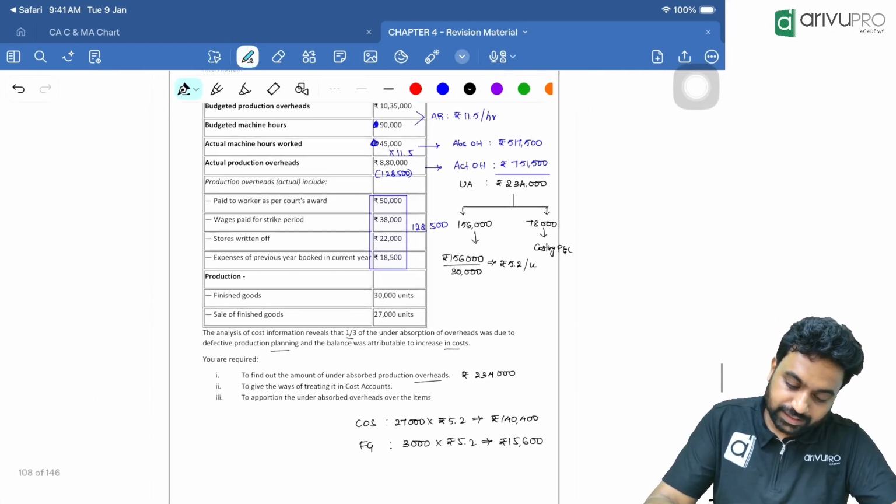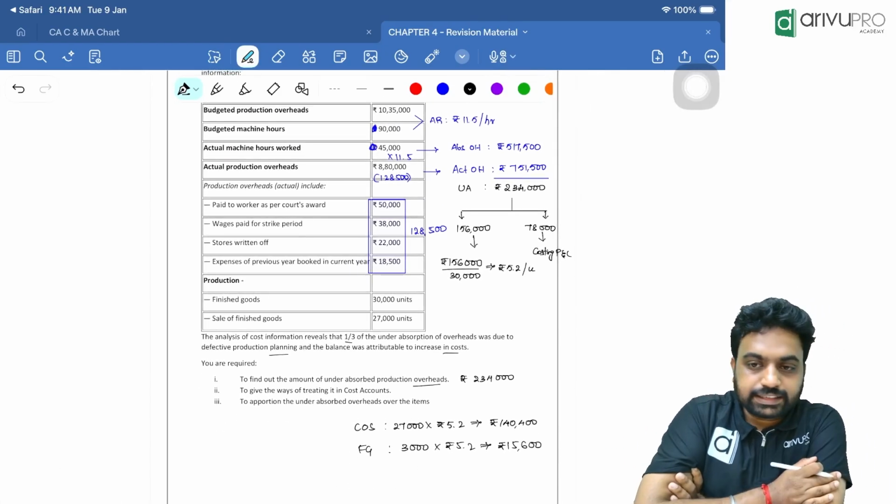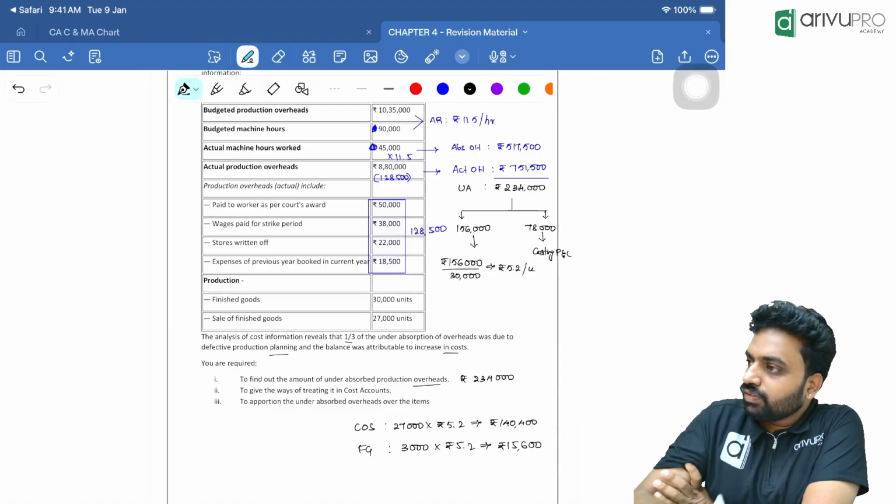Anyone any doubt in this? Hope it's clear, everyone. Any doubts? Pakka? We can proceed.